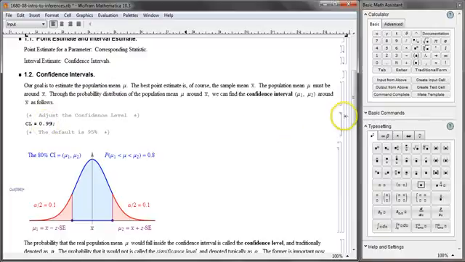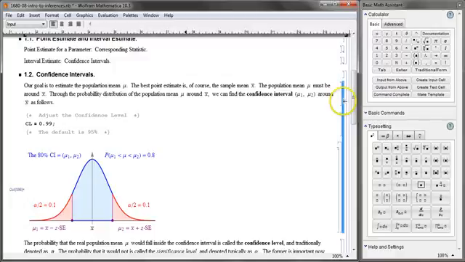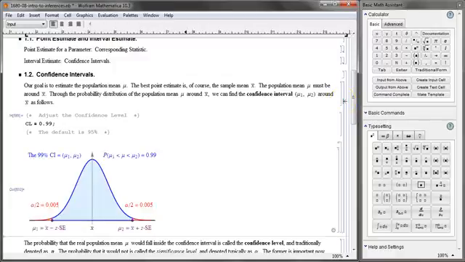If I increase this to, say, 98% confidence interval, what do we have? We have 98% is the blue part in the middle. Consequently, we have 99% is the blue part. So we have to have 0.5% here and 0.5% there. Let's go back to the default 95%. This kind of thing is called confidence interval.